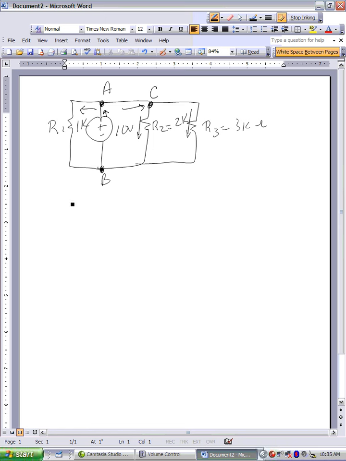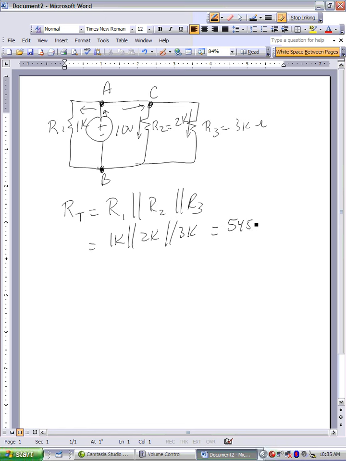So essentially, all these three resistors are connected end to end. When I write my equation, I'm going to have R1 in parallel with R2 in parallel with R3. So 1K in parallel with 2K in parallel with 3K, and that comes out to 545.45 ohms. Notice I've used all the same resistors, and each circuit that I've analyzed so far had 3 resistors in them, and every single one of them had a different total resistance.